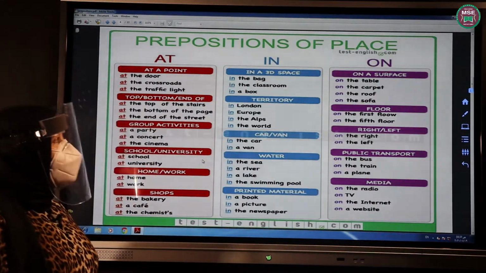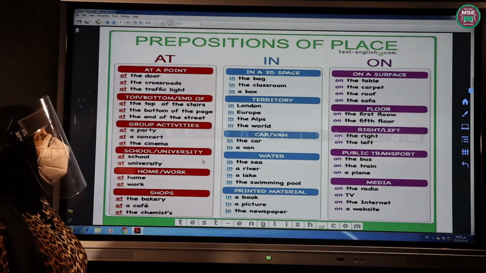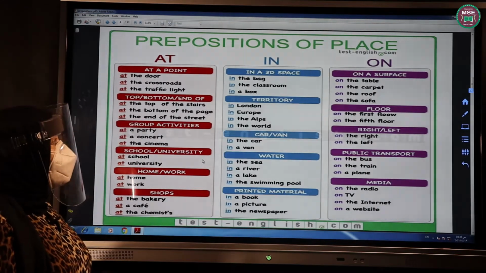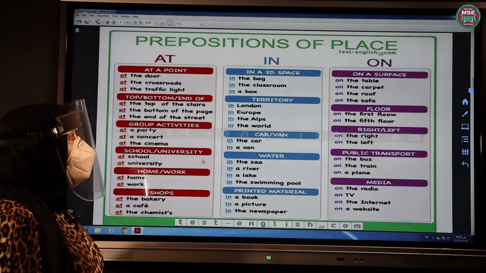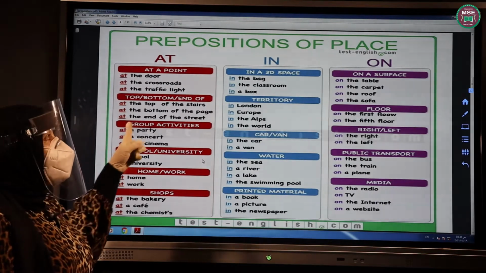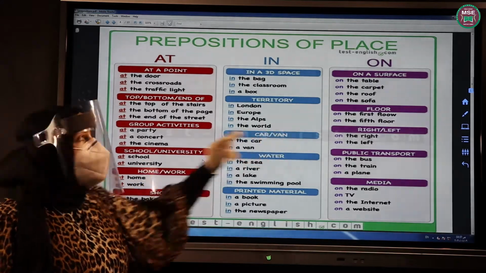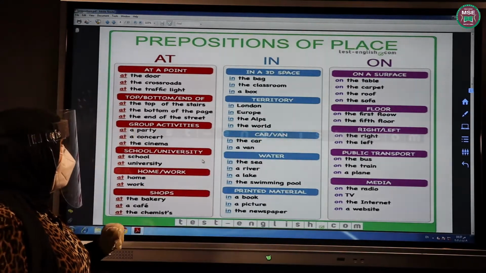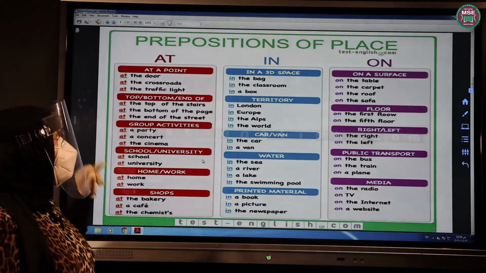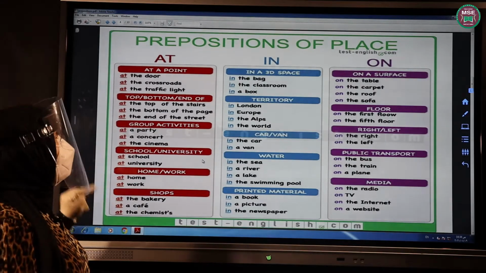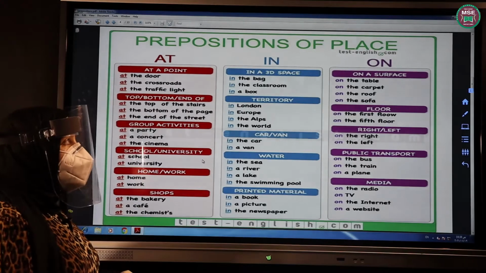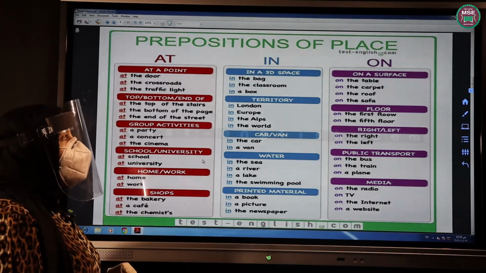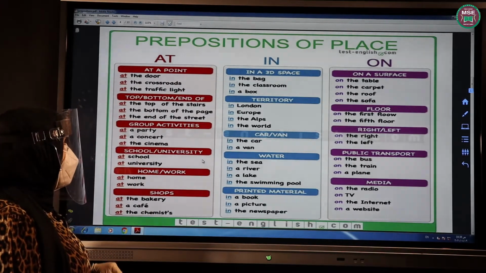This is a table that might help you. Prepositions of place. Today we will know 3 only of the prepositions of place. What are they? At, in, and on. When can I use at? At a point. Like at the door, at the crossroads, at the traffic light. I'll read with you the table now and then we will explain it together.